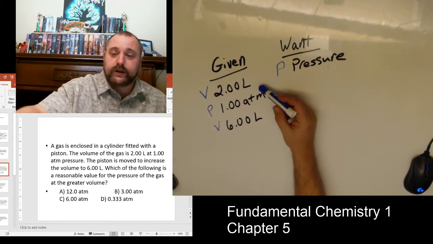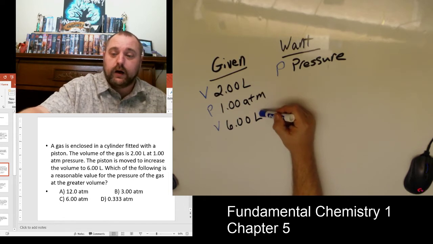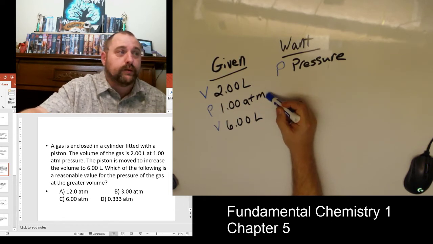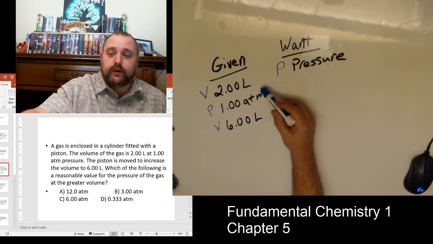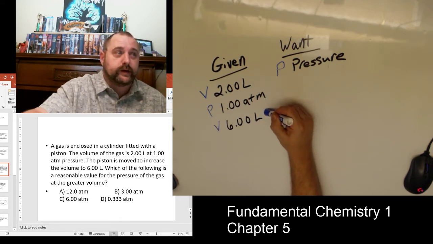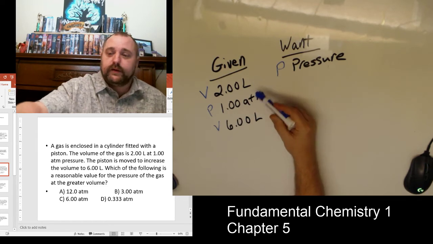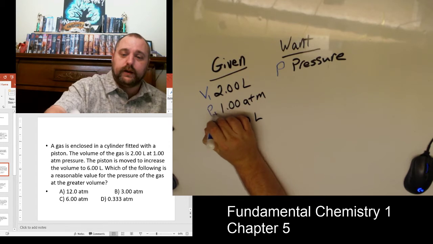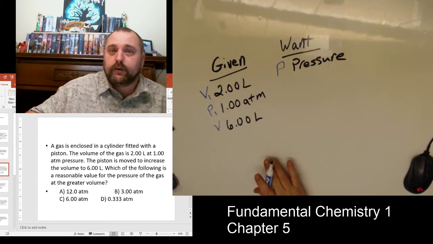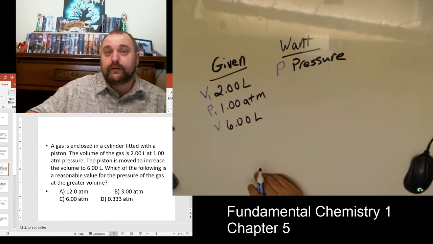All right. Now the next thing we want to do is go ahead and figure out which things go together. So I need to read this question again. I've got two different volumes and one pressure that were given to me. So I need to decide, does this 1 ATM go with the 2 liters or does it go with the 6 liters? Well, it goes with the 2 according to the problem, so I'm going to label those two as V1 and P1. You'll notice I don't care about this idea of before and after. It doesn't matter.